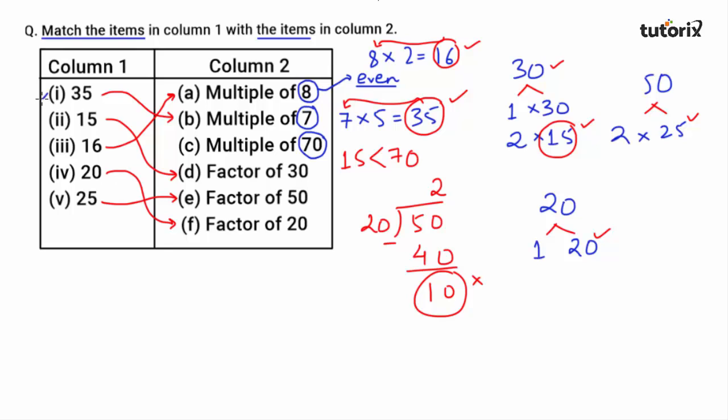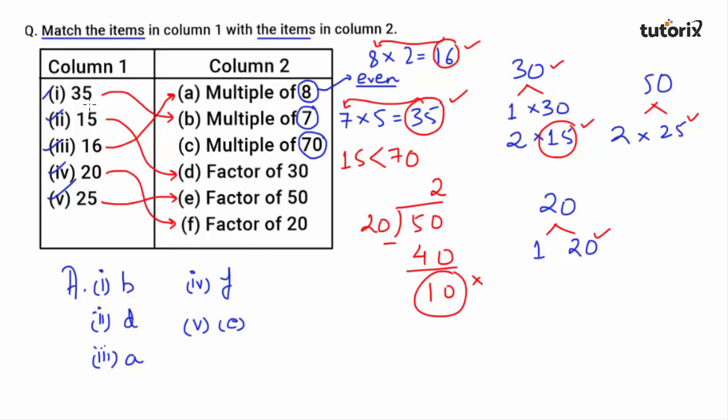See, we got all the answers. Let us just write it here. For the first number 35, the option is B. For the second number 15, the option is D, right? Correct. For the third number 16, the option is A. For the fourth number, that's 20, the option is F. And for the fifth number, 25, the option is E.